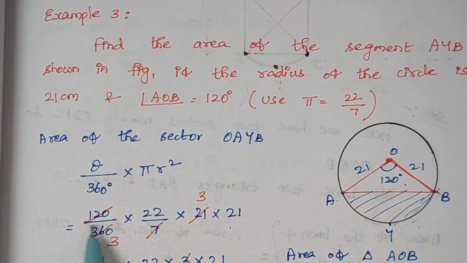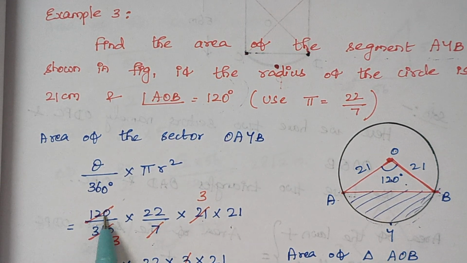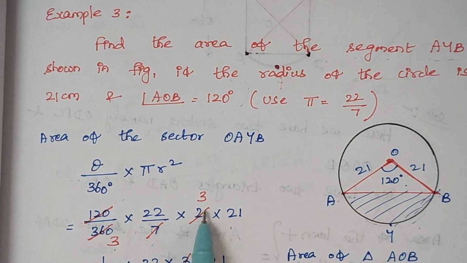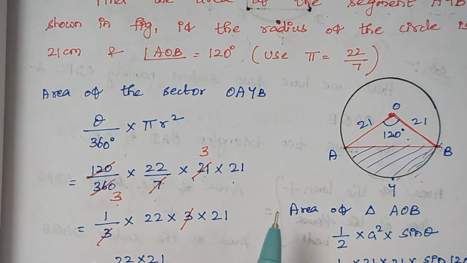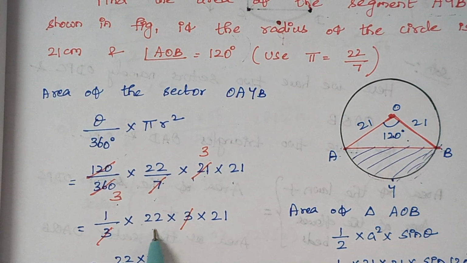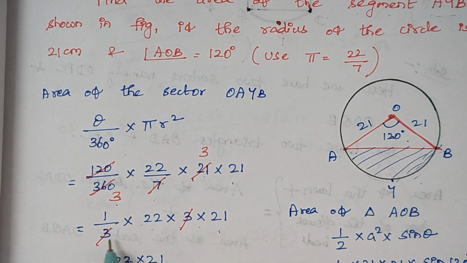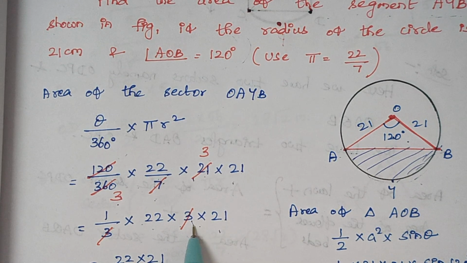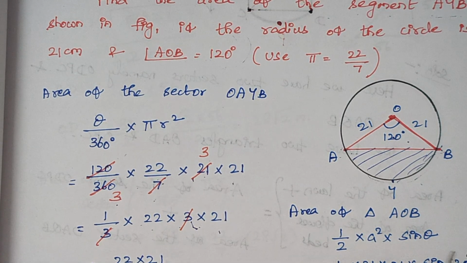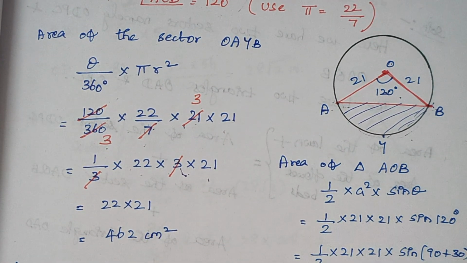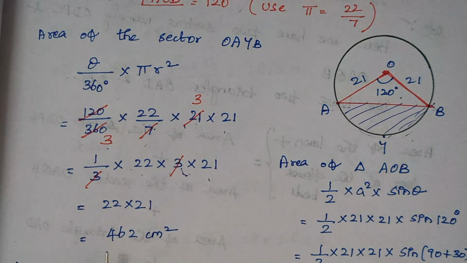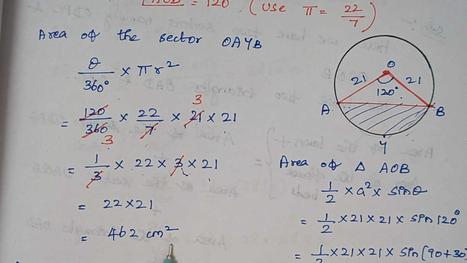When you cancel 120, that is 12 times 3 is 36, so they cancel by 3 times, and 7 3s are 21, so these two get cancelled. What about the remaining things? Here I have 1 by 3 into 22 into 3 into 21. Again this 3 and 3 cancel each other. Finally I am left with 22 into 21. When multiplied, this gives the answer as 462 centimeters square.